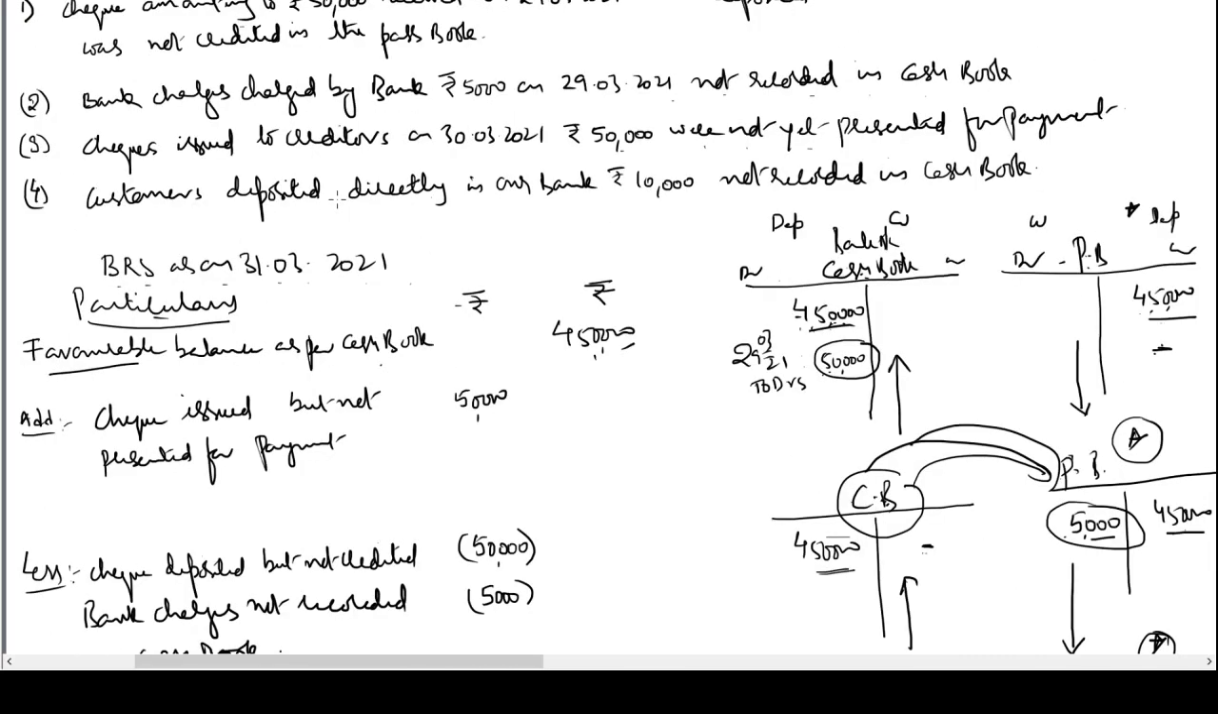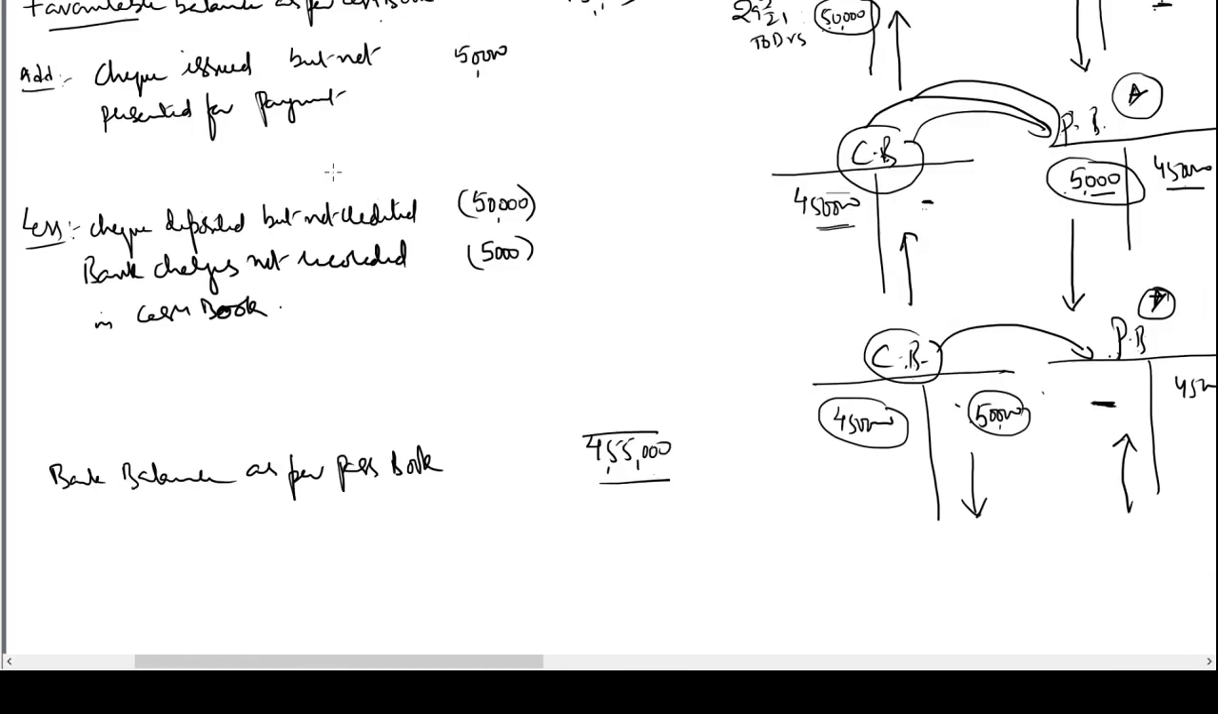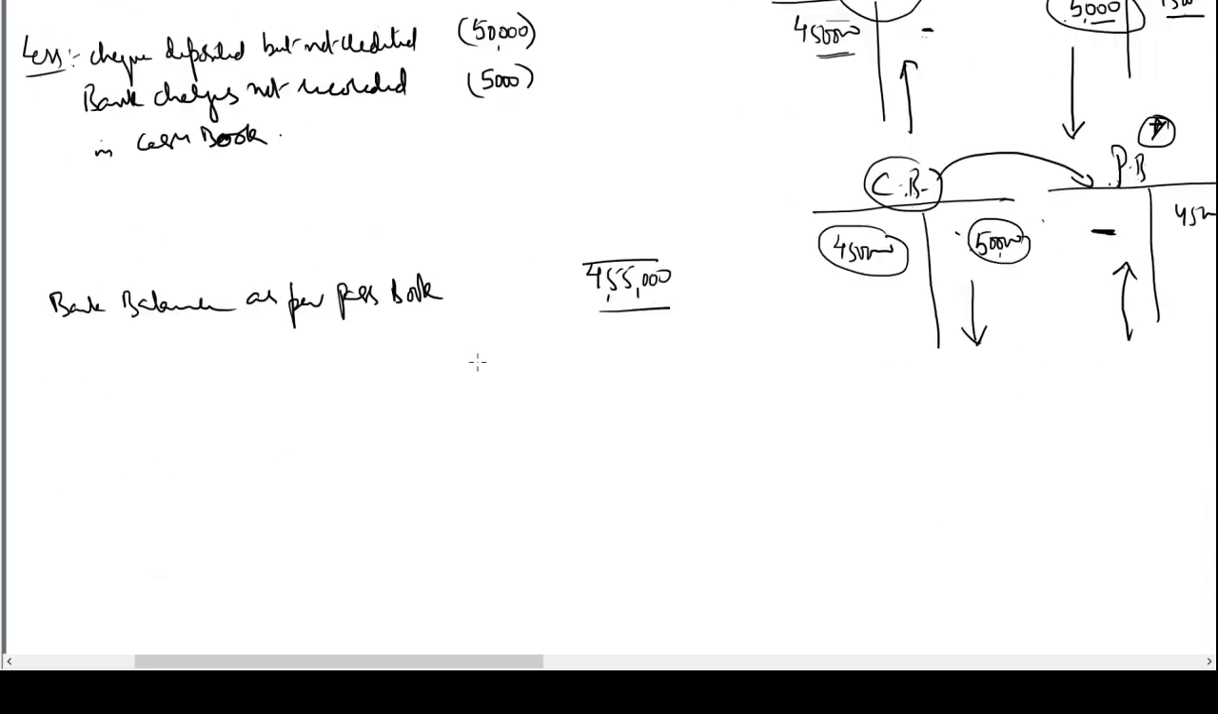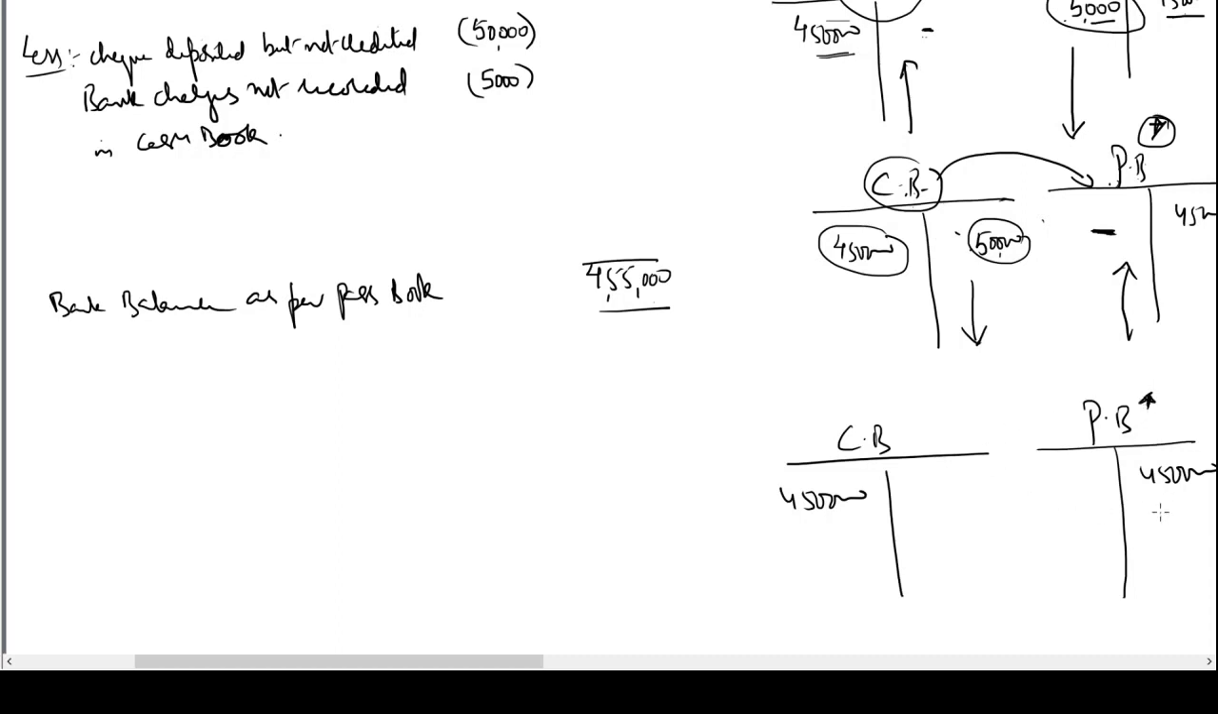Next, customers deposited directly in our bank 10,000 rupees, not recorded in the cash book. Let us take one more working note here. This is my cash book, this is my passbook. I start with a debit in the cash book and a credit in the passbook. Put a star mark here. Customers deposited money in the bank directly. I am recording it on the credit side because it is a deposit.